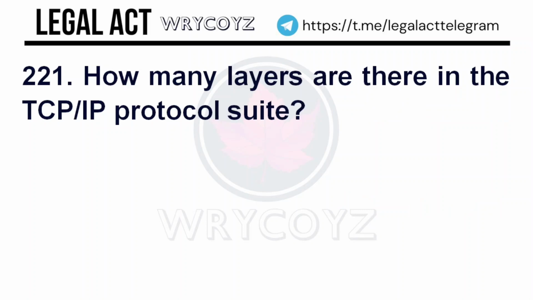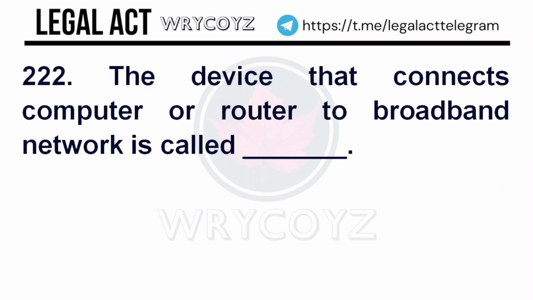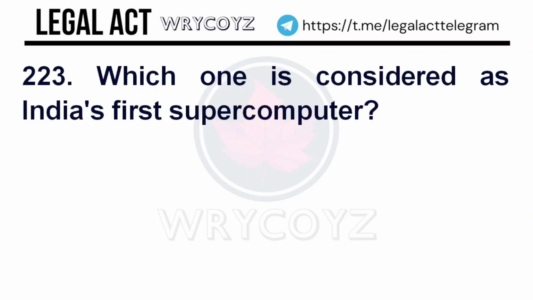221. How many layers are there in the TCP/IP protocol suite? The answer is 5 layers. 222. The device that connects computer or router to broadband network is called dash. The answer is modem. 223. Which one is considered as India's first supercomputer? The answer is Param 8000.